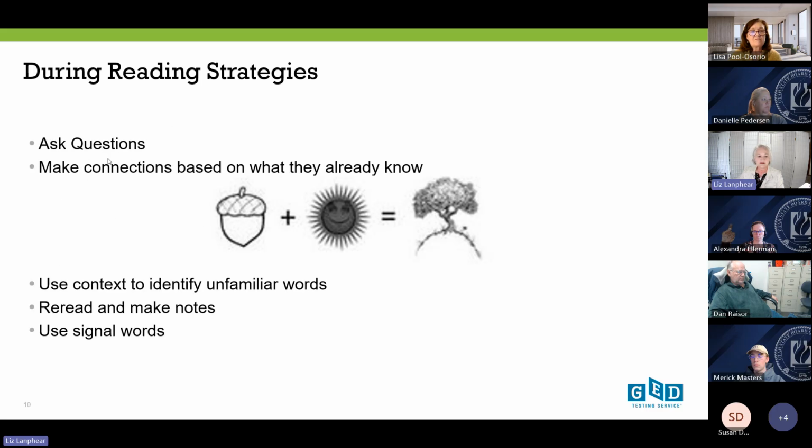During reading strategies are asking questions as they're reading, making connections based on what they already know. You know, an acorn plus sun gives you a tree. So start putting those pieces together. I already know this piece and I'm reading this, so maybe this is the outcome of this article. And start just helping them to learn to think. That's the biggest thing I always say about the GED test, is that it's critical thinking skills.